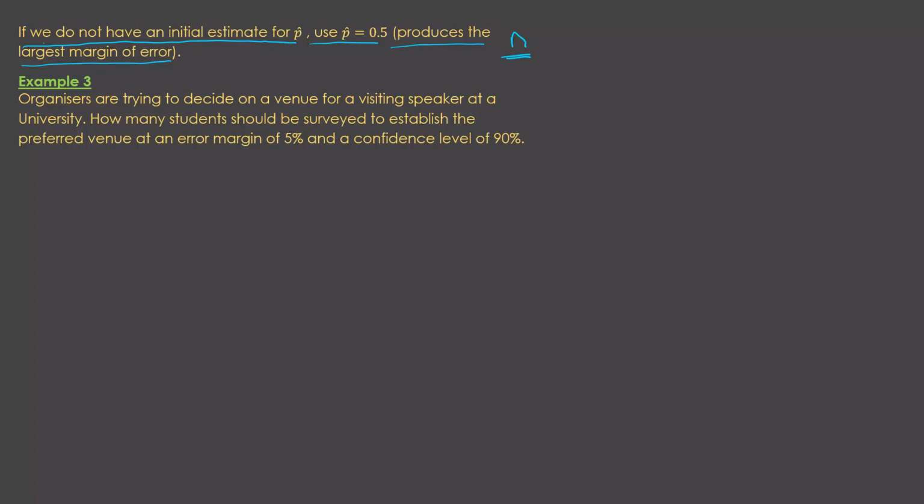Now, the reason this works is because the standard deviation contains 0.5 times 0.5 divided by n. The 0.5 times 0.5 is the largest that the product p times (1 minus p) can be.